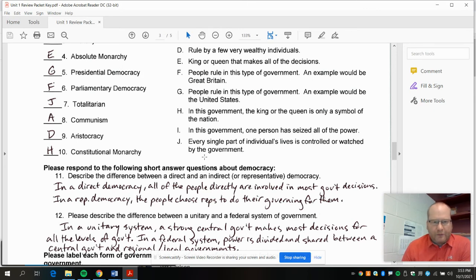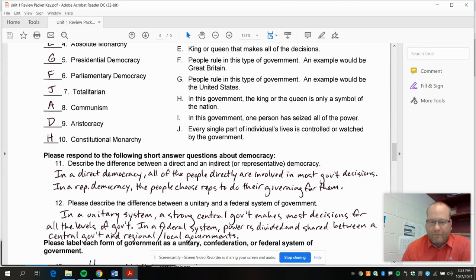Number 12, please describe the difference between a unitary and a federal system of government. In a unitary system, a strong central government makes most decisions for all the levels of government. And in a federal system, which is like what we have today in the United States, power is divided and shared between a central government and regional or local governments.